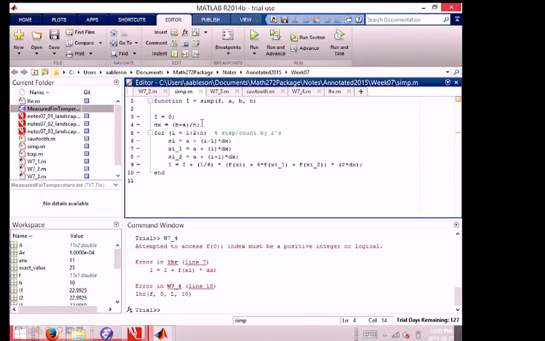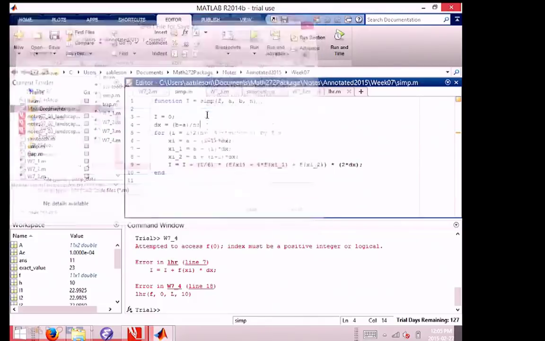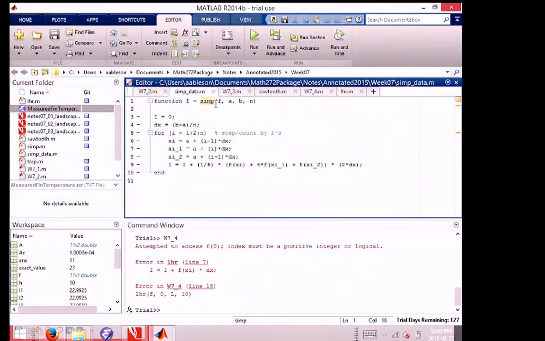So Simpson's rule had this structure here. We had to find 3 x values, xi plus 1, xi plus 2, plug them into our function at those 3 different points, and do some other 1, 4, 1, 2 delta x's, some other stuff like that. We're going to save this now as simp data, and we'll change the name to match.